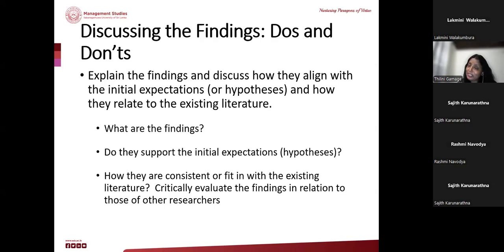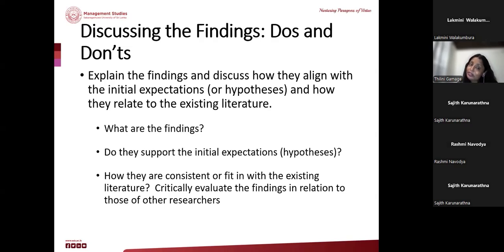And that's why I need to discuss it with you in detail. So basically, when you're presenting your findings, you need to first present what they are. And then you need to say whether they support the initial expectations that you had, or the hypothesis that you have formulated. Usually, when we conduct quantitative studies, we develop hypotheses based on the literature review that we conduct. So we need to understand what our findings are. Are they in line with our expectations or the hypothesis that we have formulated?